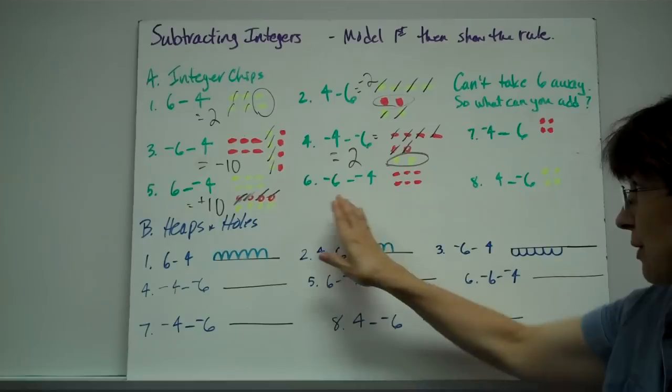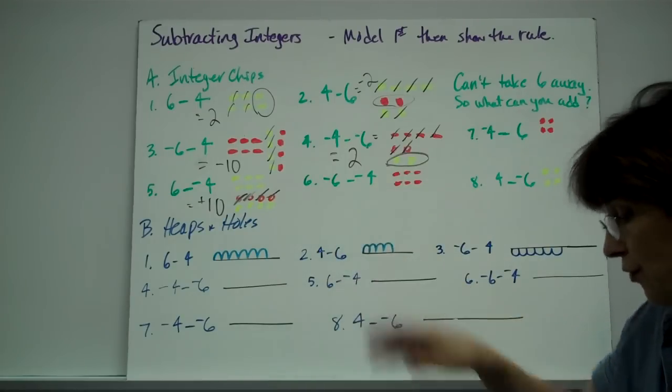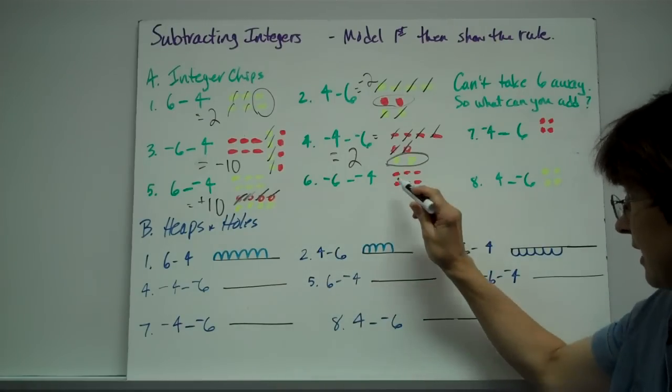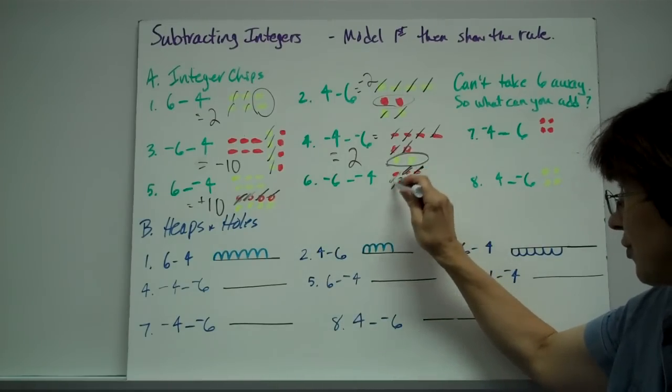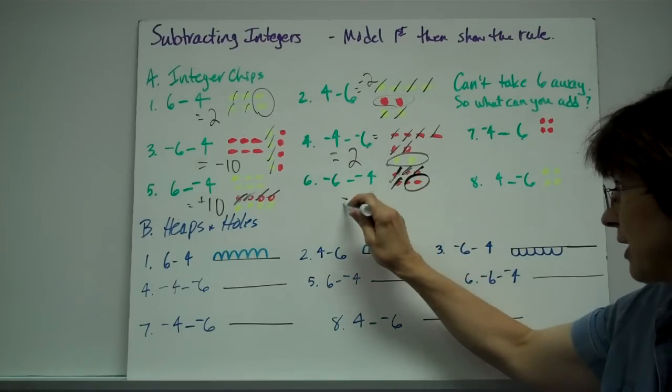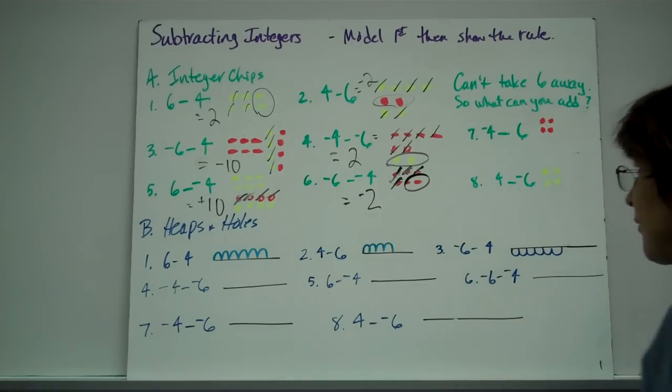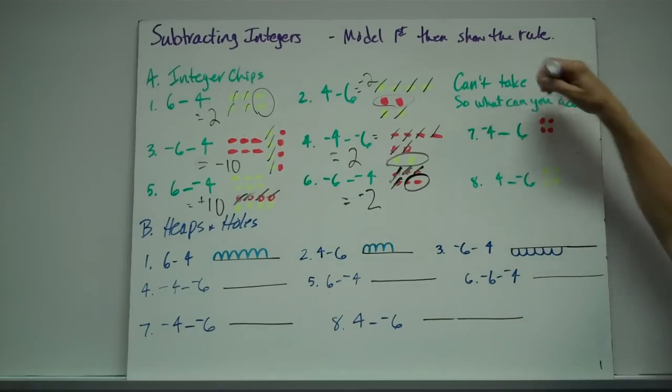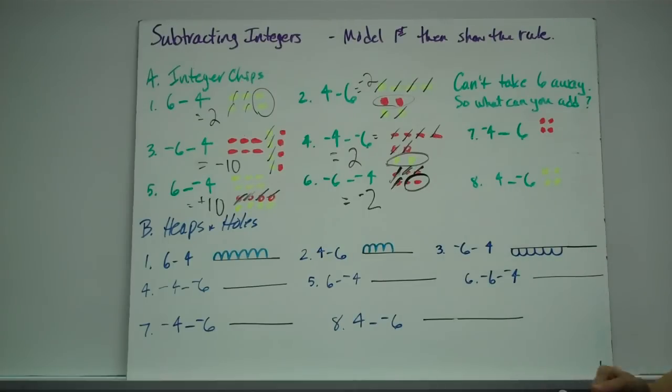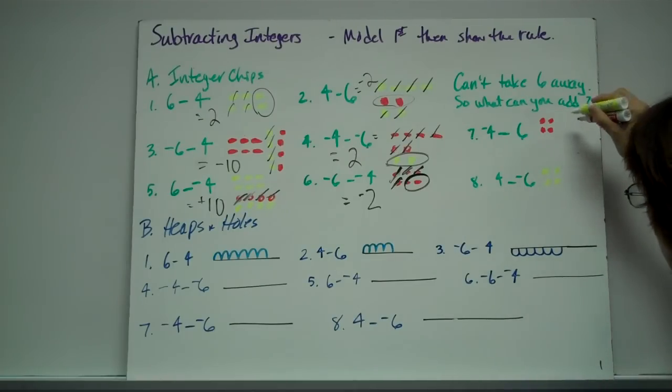Okay? Next one, I've got 6 red chips, and I've got to take away 4 red chips. Well, easy, easy, because now I have 4 red chips for sure, and that leaves me with 2 red chips, so that equals a negative 2. Okay, 2 more to go here. Here I've got negative 4, I've got 4 red chips, and I've got to take away 6 positive chips. So I go ahead, now I've got to write out 6 zero pairs. Let's see if I can do this all at the same time. Oh, good.